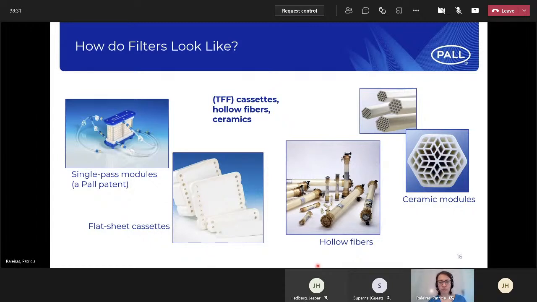There are also other very common TFF devices, which are hollow fibers. Cytiva sells a lot of these. And there are even ceramic modules, which Pall sells. They are more for manufacturing, to be honest, but they function a little bit like hollow fibers, let's say.